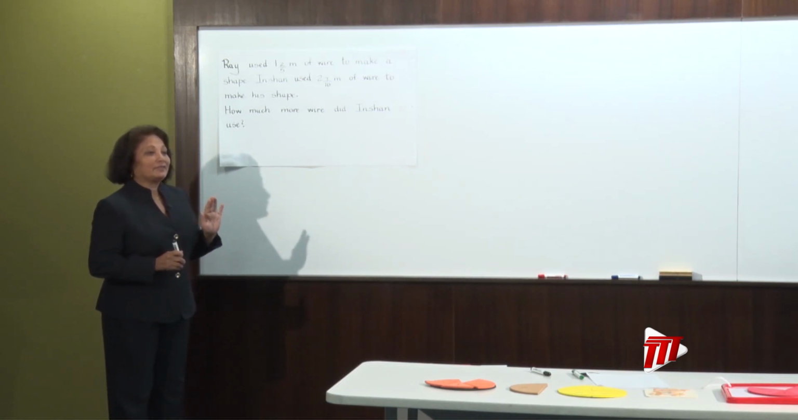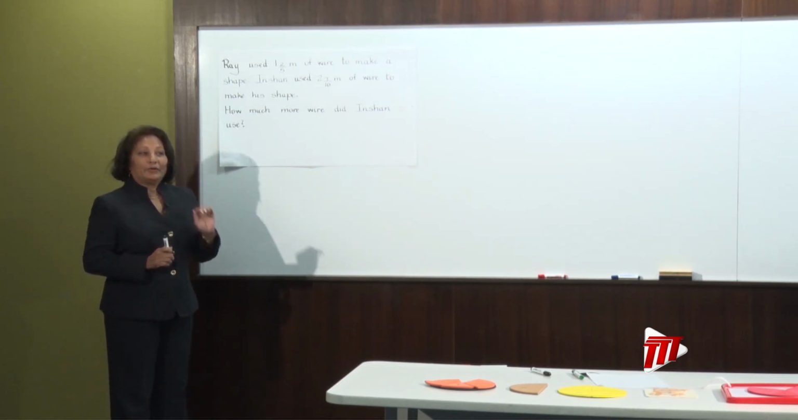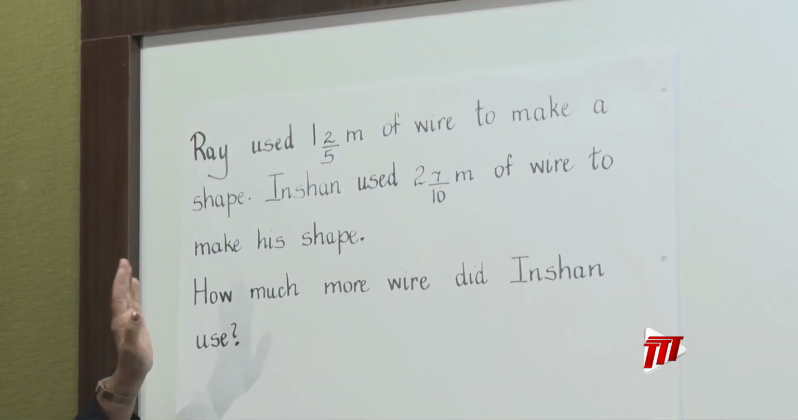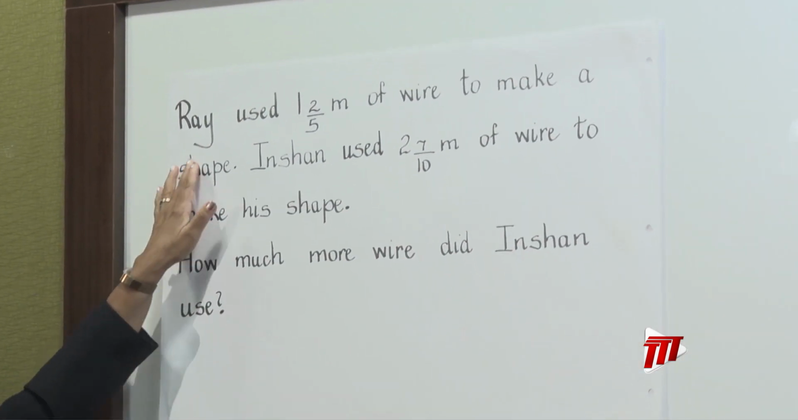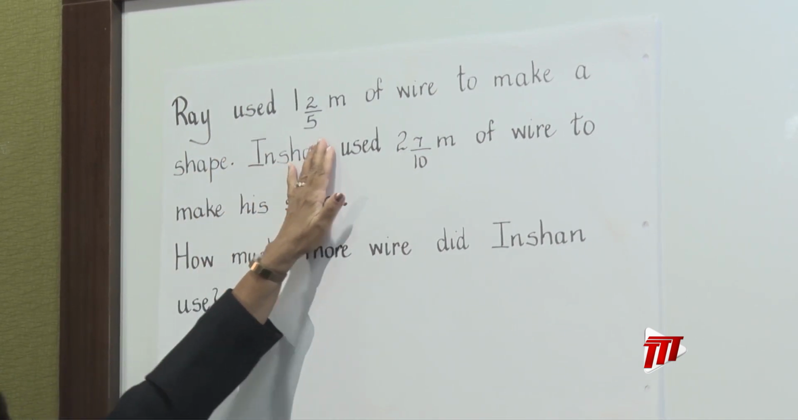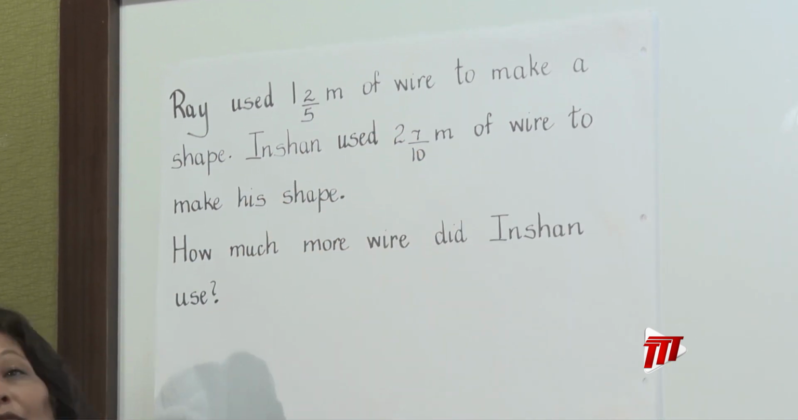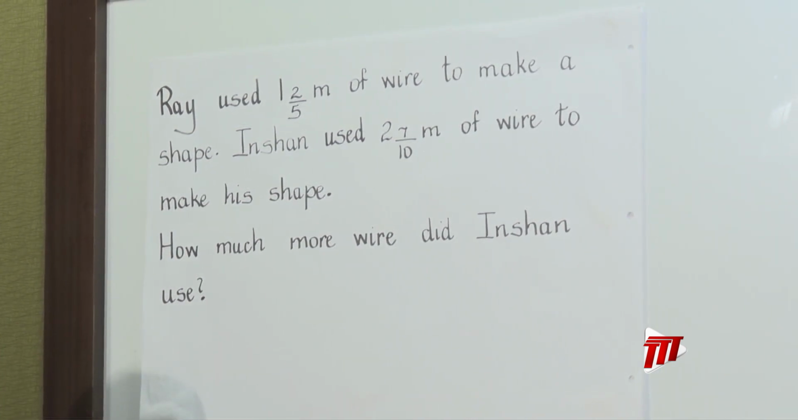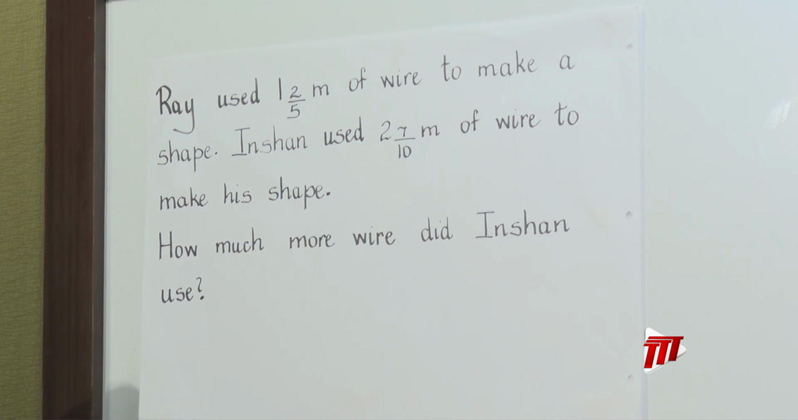Okay, so we're on to problem number 2. You see I have my marker in my hand, but before we mark anything, we need to read the question and understand exactly what the question is asking and what the question is giving us in terms of information. So you can read along with me. Ray used 1 2/5 meters of wire to make a shape. Inshan used 2 7/10 meters of wire to make his shape. How much more wire did Inshan use?